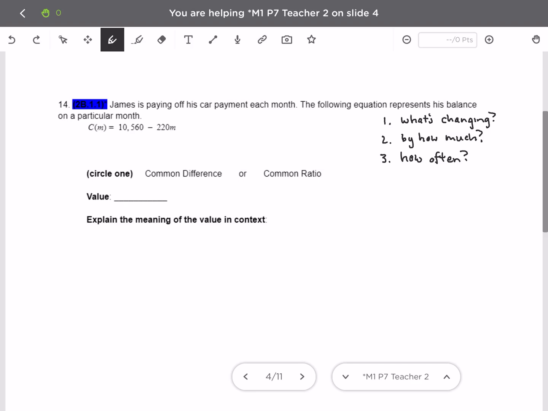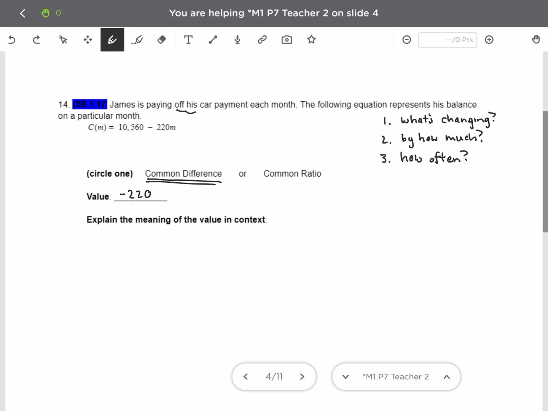All right, now for me, I'm just looking at the structure of this and I see it's arithmetic. It's the starting output minus 220 times an input rule. All right, so my pattern is minus 220, which means I know this thing is a common difference. Now to explain, you actually have to go back and kind of read through the problem here. We know what's going on.